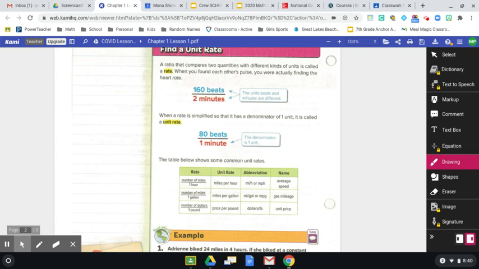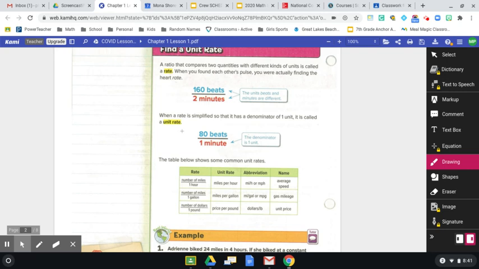As a reminder, if you take a look, it shows a rate here. For example, 160 beats in 2 minutes. So the quantities being compared are beats and minutes. There's 160 heartbeats in 2 minutes. You want to try to find how many beats per minute. So down below, this is where we're going to find that unit rate.